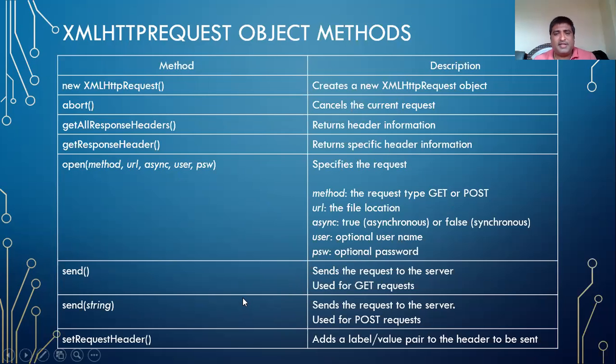Next one is send, used to send the request to the server. Plain send is applicable for the GET method, and send with a string in brackets, where we pass the data, is applicable for the POST request. Next one, setRequestHeader, adds a label/value pair to the header to be sent. So for the header which we want to send to the server, we assign some value to it using setRequestHeader.